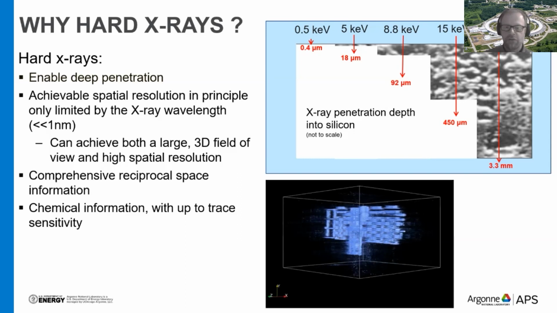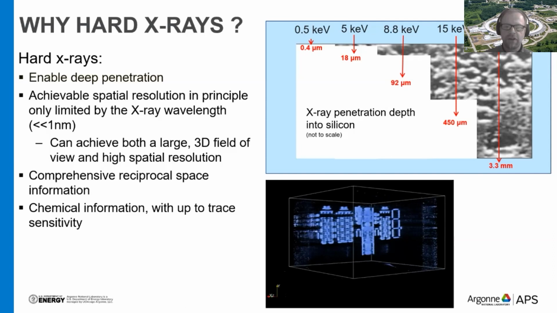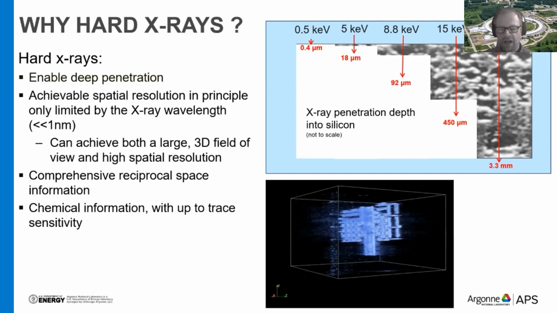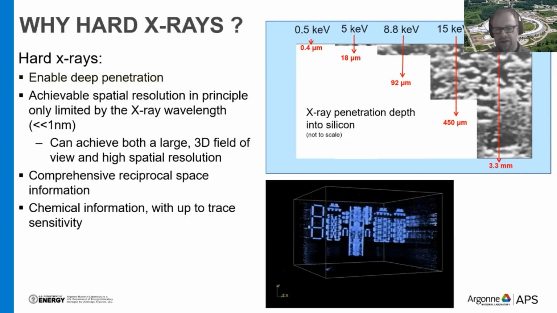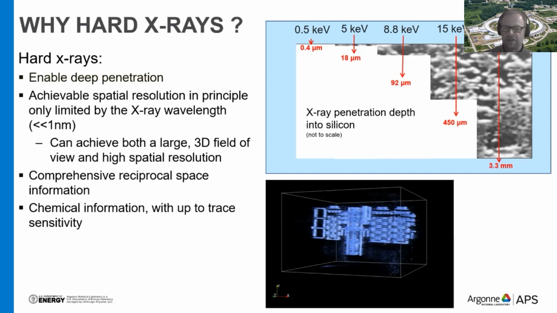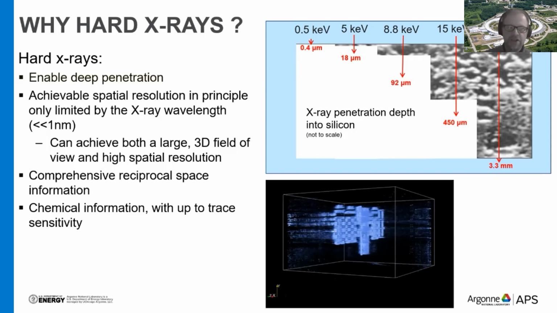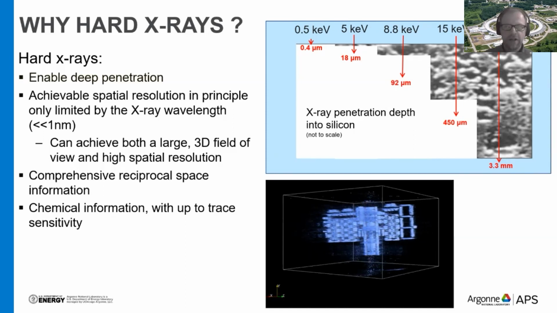The previous talk showed a few examples of that. And you can also look at chemical information, including trace element sensitivity. On the bottom right-hand side, you can see tungsten vias in an integrated circuit spinning around, imaged by using X-ray fluorescence. In this presentation, I will primarily focus on just structural information. Next slide, please.